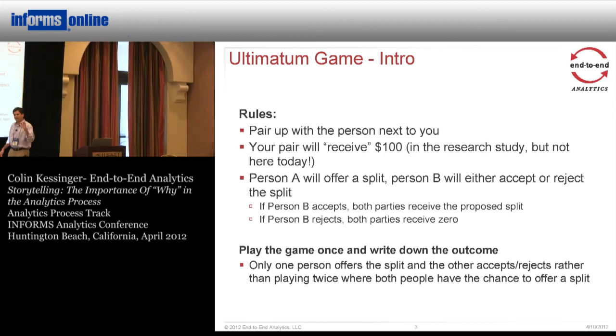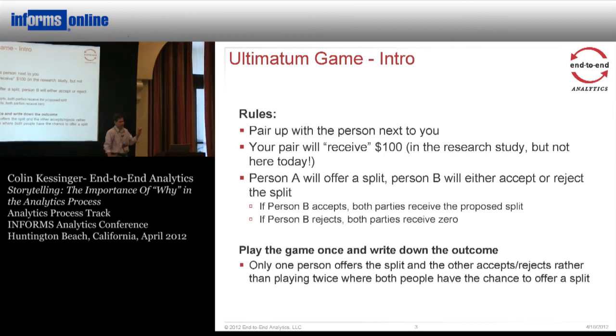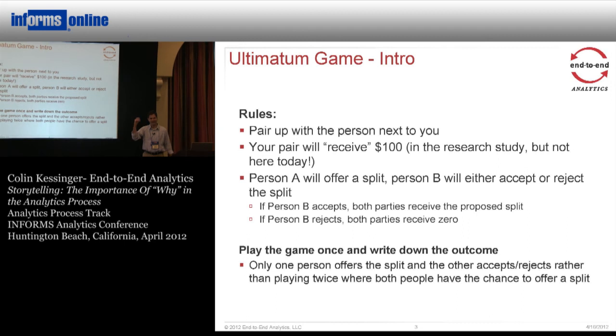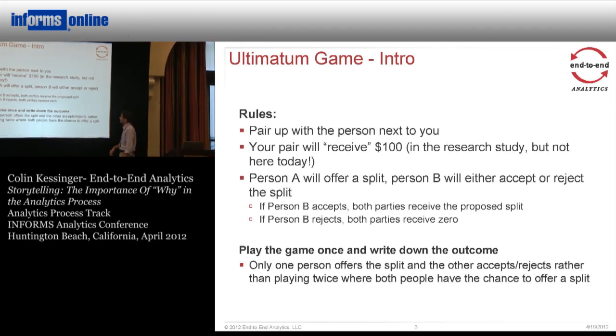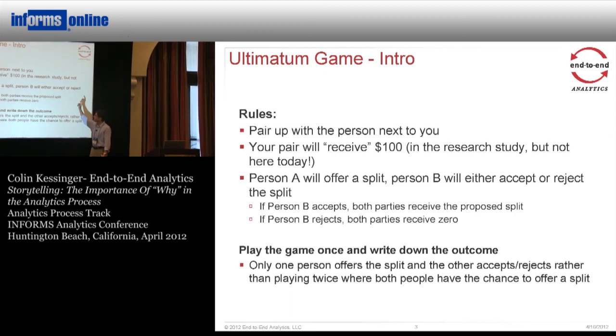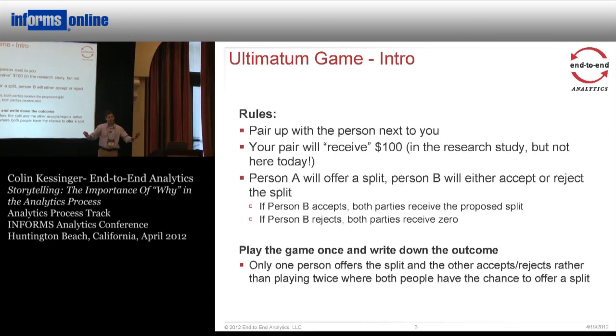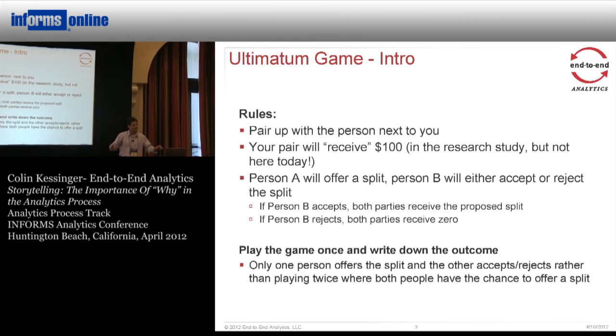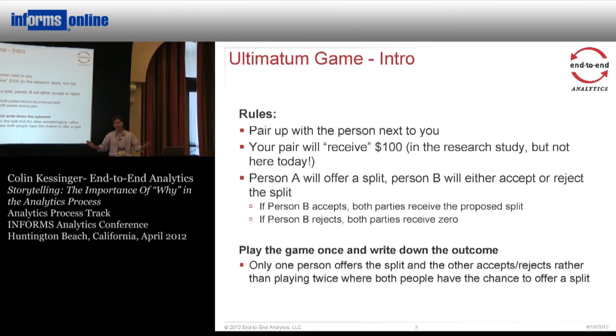Person B will either accept or reject this offer. So, person A says, hey, I'm going to give you $80. Person B will either say, yes, I'll take the 80, or say, no, I don't like your 80. If person B accepts, both parties receive the allocation. If person B rejects, both parties receive 0. So person A has to offer something to B that's attractive enough for B to accept, for both people to end up with anything. But if you don't like the offer, B, you are well within your rights to walk away with nothing as well.